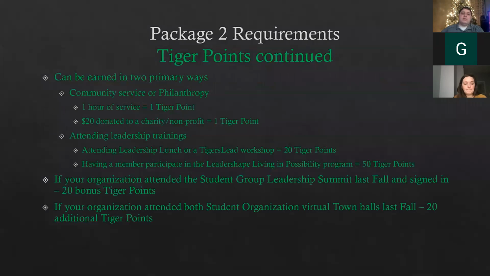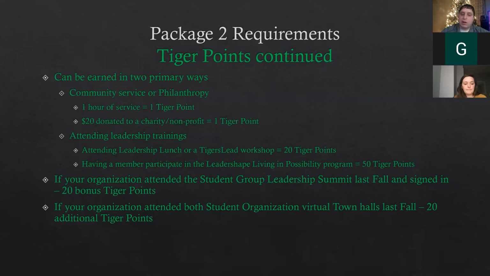All right. You can earn Tiger Points in one of 2 primary ways. The first way is through community service or philanthropy, and this is basically unchanged from how we've normally done things. You get 1 Tiger Point for every hour of service that a member in your group completes and logs on Involved. Or if you donate $20 of either goods or funds to a charity or nonprofit, that is worth a Tiger Point. That's unchanged from how we've done things previously.